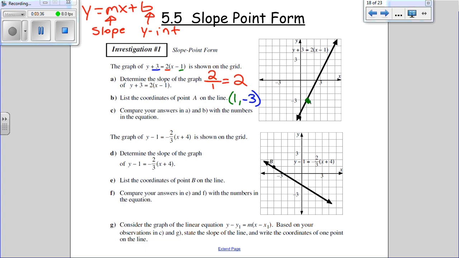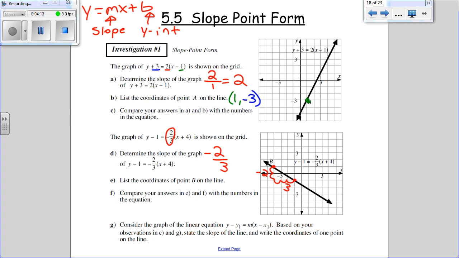Down here, second one, they want you to calculate the slope of this graph. Calculate slope, you take a point, you find another point, and in this case we went down 2, so negative 2 over 3. That means my slope is negative 2 over 3. Again, if you look at your equation, that negative 2 over 3 is the number outside the brackets, just like the slope was the number outside the brackets on the other one.